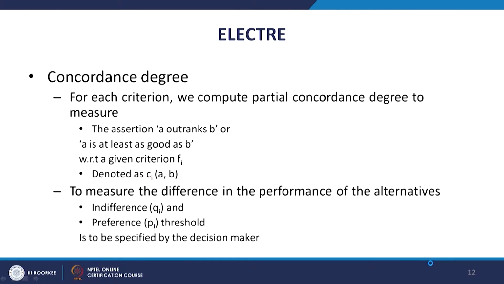So, the assertion that A outranks B, that is an outranking relation, or A is at least as good as B, is measured with respect to a given criterion fi, and this is denoted as Ci. C stands for concordance degree. Ci of A comma B, where A and B are both alternatives, is how we denote the concordance degree measurement.